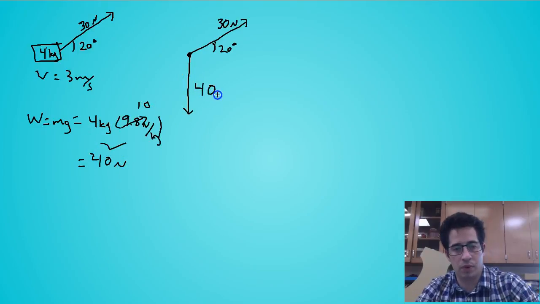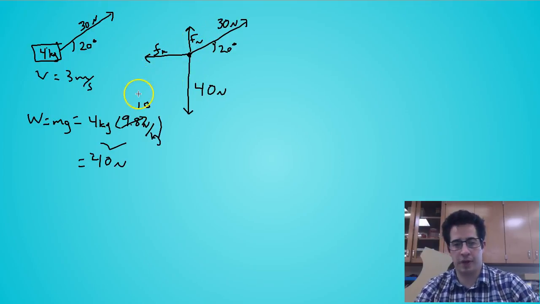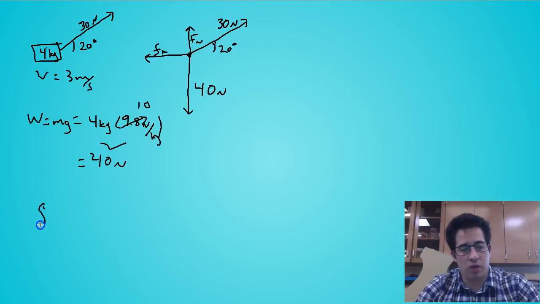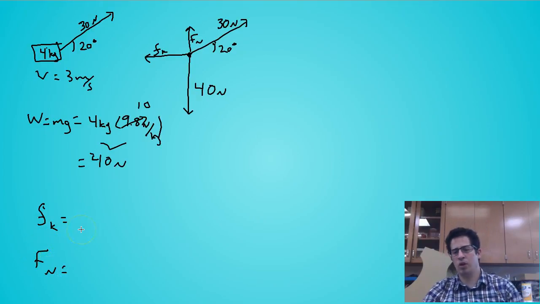Okay, so I want you to determine what the other two forces are. So what other two forces are acting on this block? So pulling back, we should have a horizontal force of kinetic friction because it's sliding, and then we should have a vertical force, the normal force, of the ground pushing up on it. Okay, and so we know what this is and we know what that is, so we want to solve for the kinetic friction and the normal force.